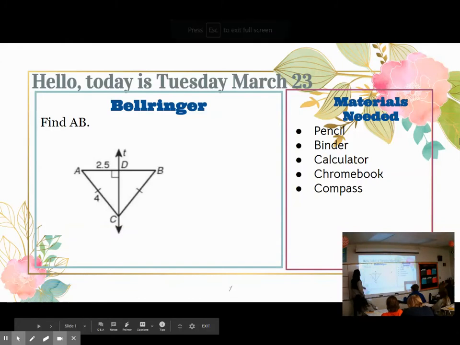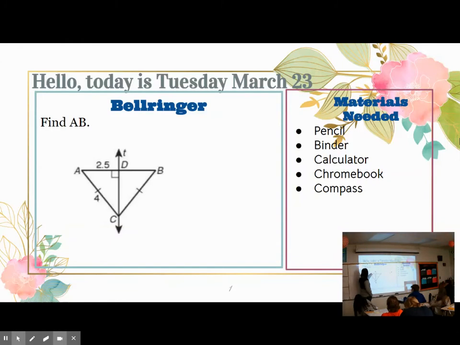So 2.5 plus 2.5, so this is the same. We get 2.5, so you add those together to get 5. So AB is equal to 5. Thank you. John, tell us, do you agree or disagree? I agree.